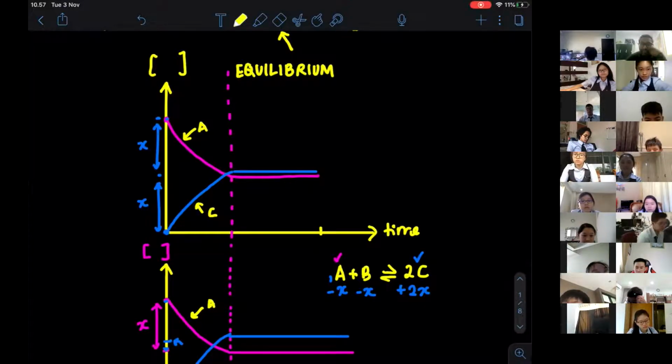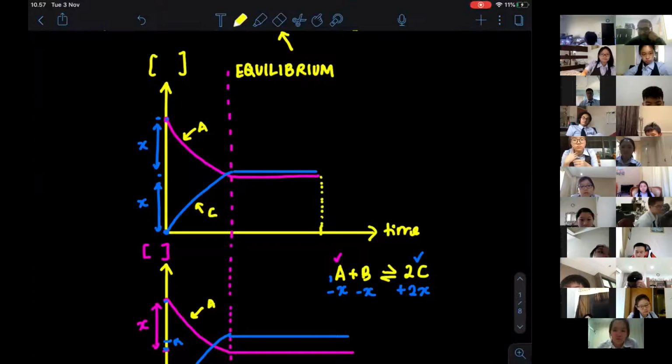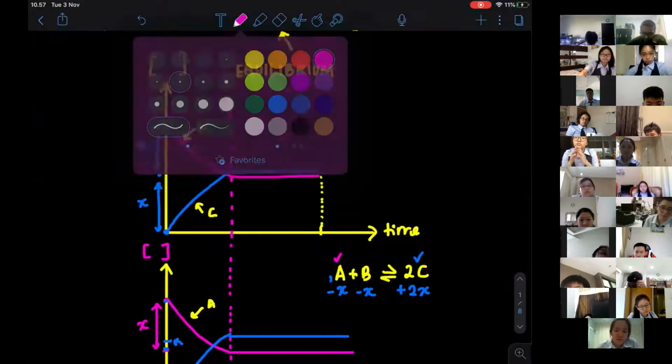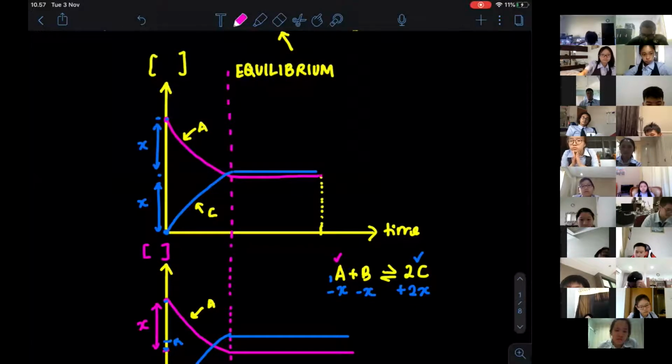Imagine here, this length is the initial concentration. How to make it double? Immediately you are adding the A. It means the graph immediately goes up with this unit.